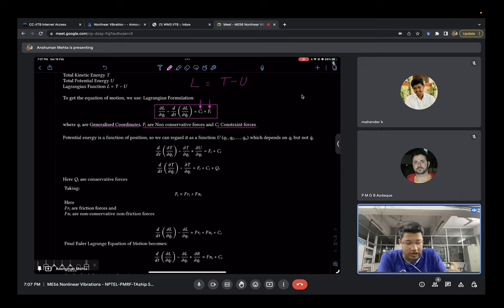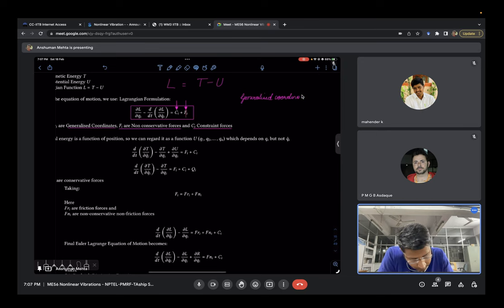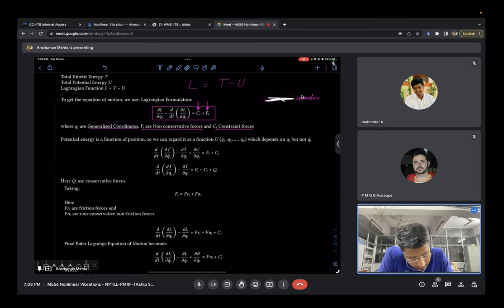So we need generalized coordinates, we need constraint equations. A glimpse of it we have seen in the previous session. And if we have these two, we can find the equation of motion.